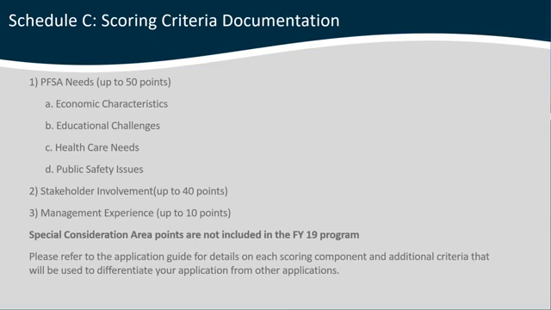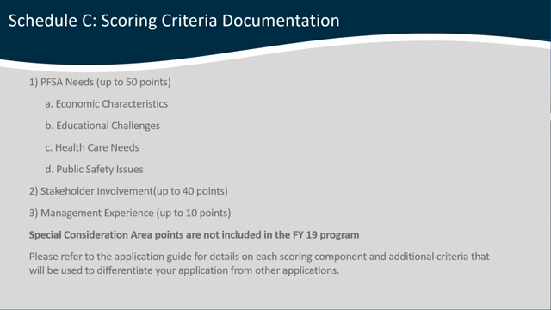Schedule C is the scoring criteria documentation, so there's additional instruction in the application guide. As we discussed earlier, there are 3 categories. So PFSA needs, where up to 50 points are available, is broken into these sub-elements: economic characteristics, educational challenges, healthcare needs, and public safety issues.